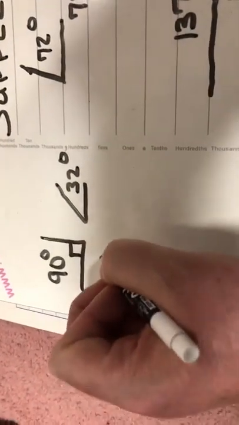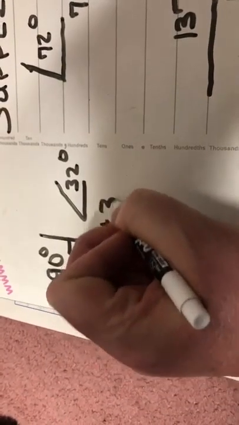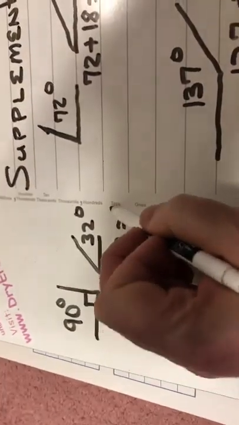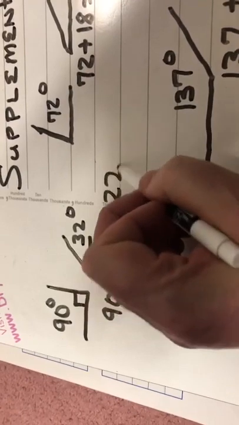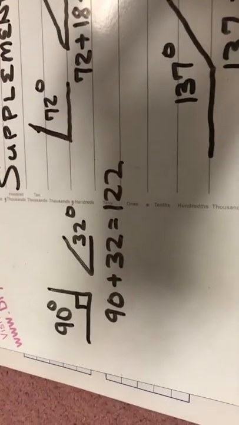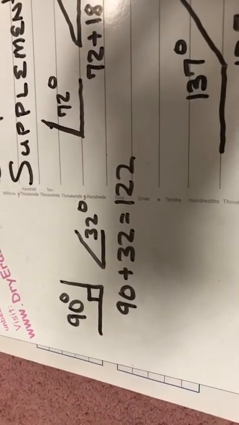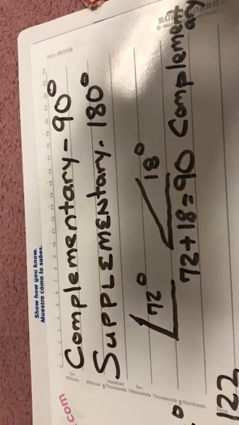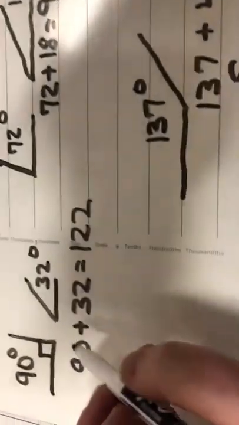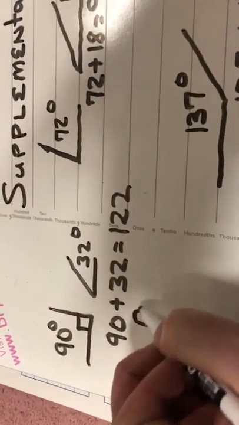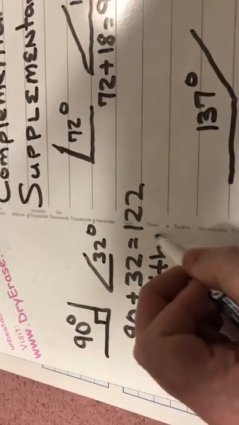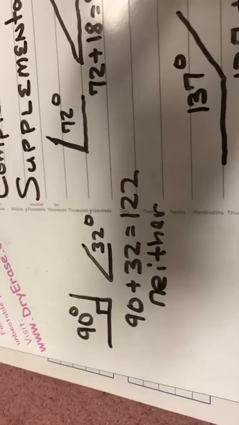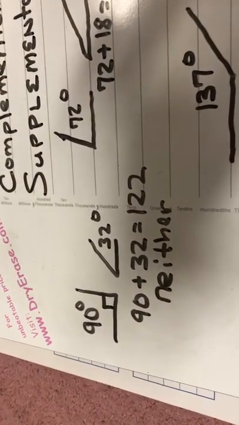So if I was to add these two numbers together, my 90 plus my 32, I would find that that equaled 122. That is not 90, so it's not complementary. It's not 180, so it's not supplementary. This one would be simply neither.